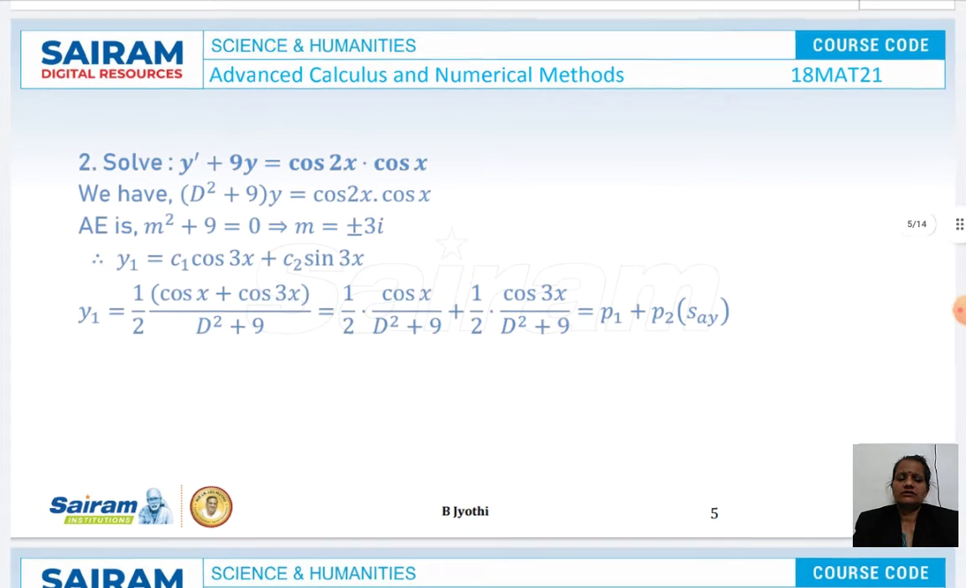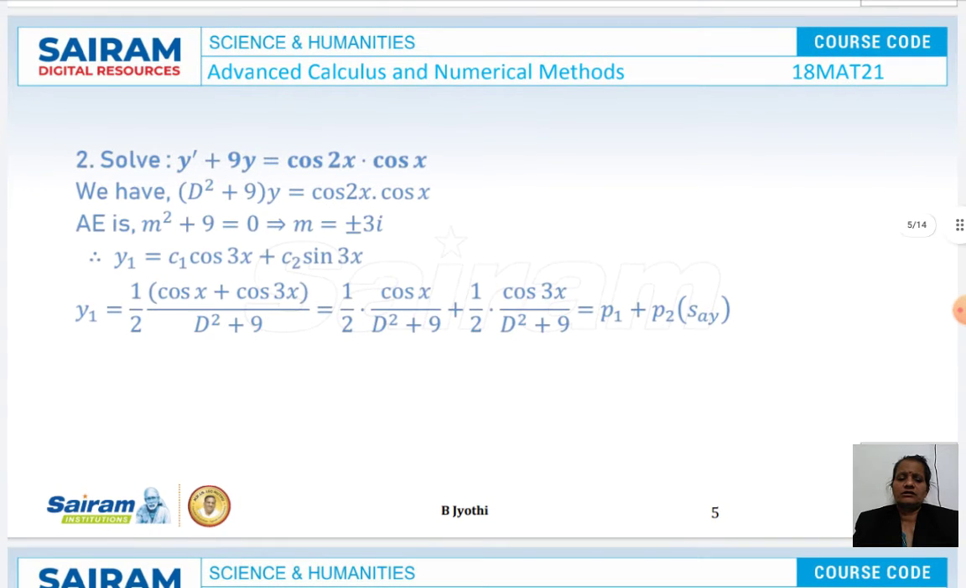Next question. y''' plus y'' plus 9y is equal to cos 2x into cos x. That is, m square plus 9 equals 0. Thereby we get m is equal to plus or minus 3i. And yc is c1 cos 3x plus c2 sin 3x. Coming to yp, we get (cos x plus cos 3x) divided by D square plus 9. That is cos x by D square plus 9 and cos 3x by D square plus 9.